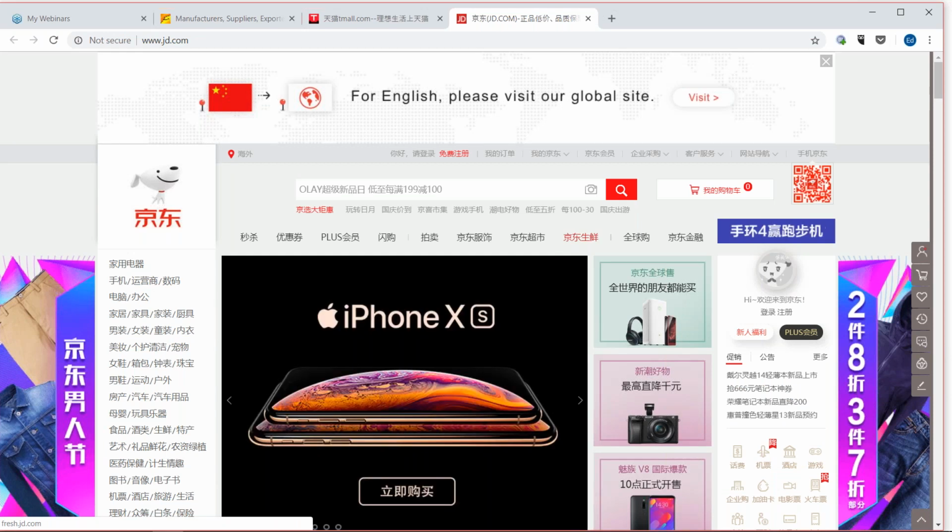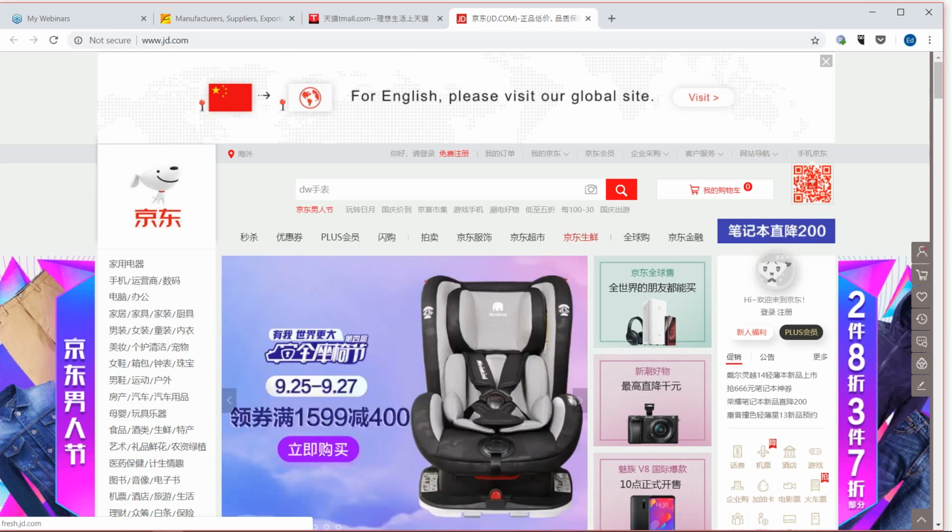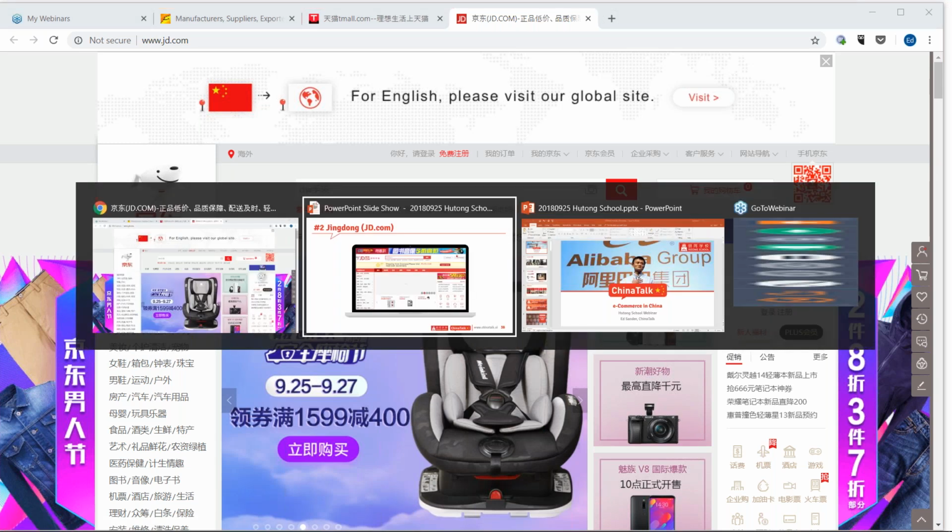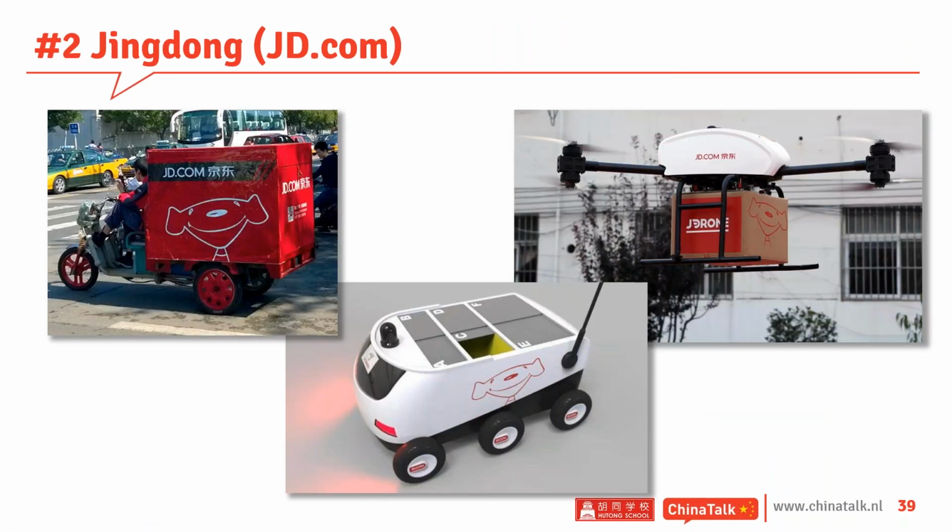So you'll see the JD website here. JD is also mostly known for its very speedy delivery. Within the cities, they deliver sometimes within 4 hours, or sometimes maybe even quicker.